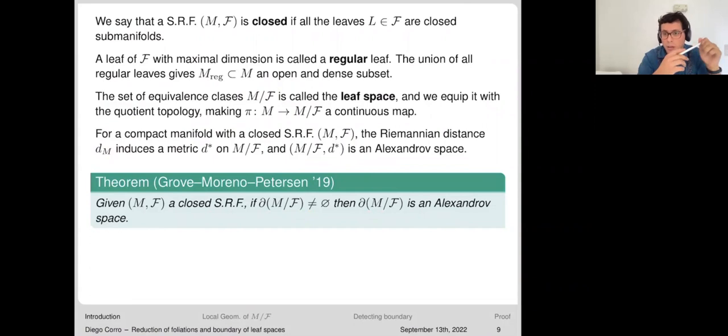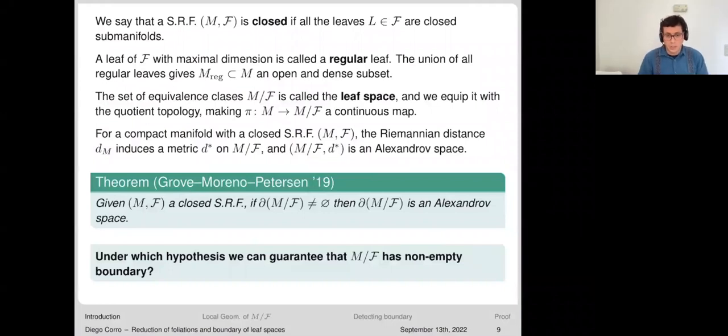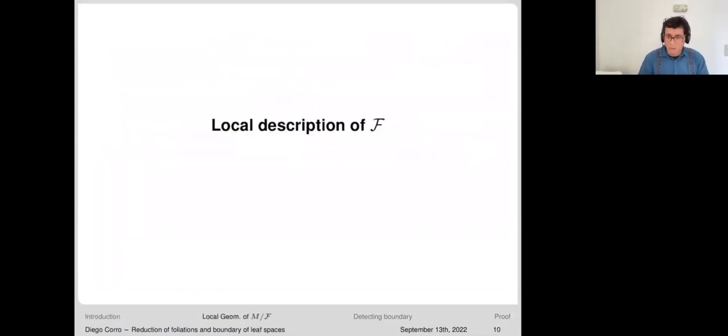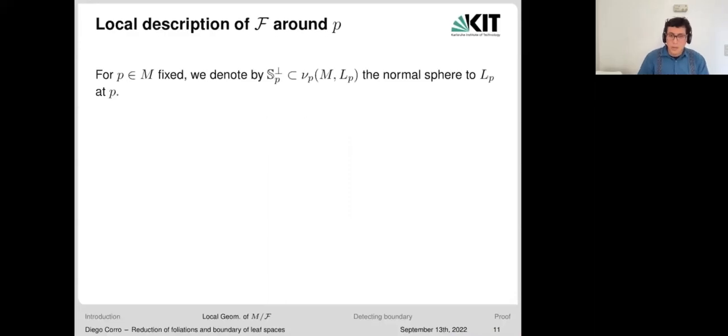And this brings us to the question that motivated our collaboration with Adam, which is under which hypothesis can we guarantee that the leaf space has non-empty boundary? So to solve this question, we basically need to first understand the Alexandrov geometry of the leaf space. But before we can do that, I need to give some local description of the foliation around points to be able to describe the local geometry of the leaf space. So first we will describe the foliation around a point.